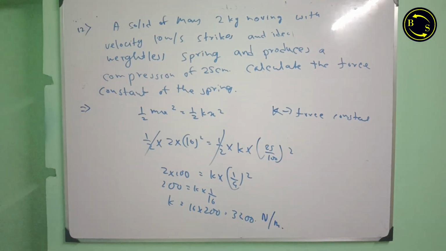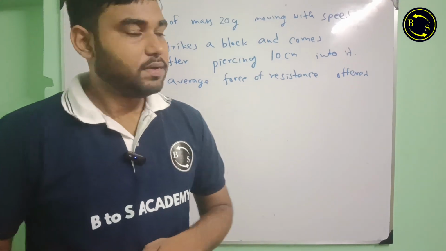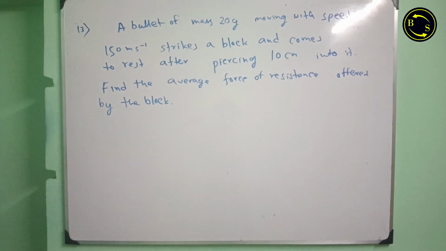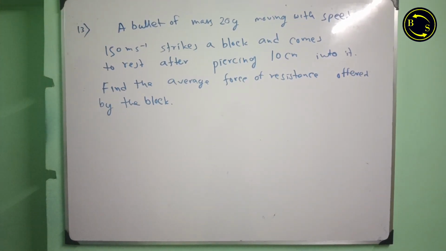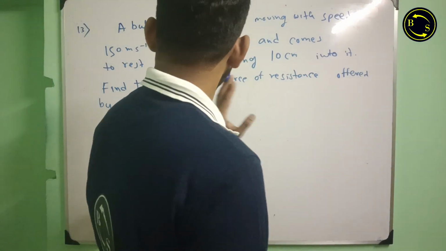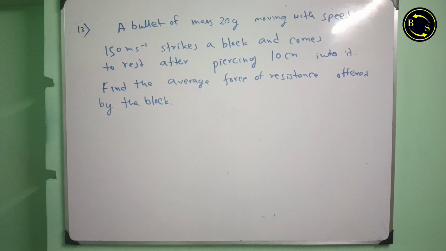Okay, the next problem. A bullet of mass 20 gram moving with speed 150 meter per second strikes a block and comes to rest after penetrating 10 centimeter into it. Find the average force of restriction offered by the block.